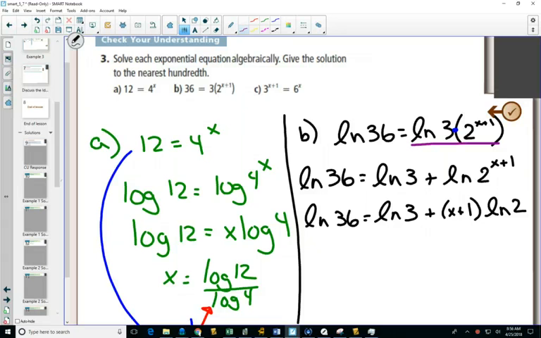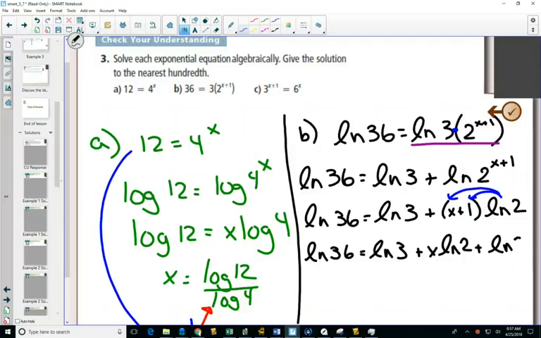Is natural log of 2 a number? If you type it into your calculator, will you get a number? Can I solve that with mental math? E to what exponent would be 2? Just a little bit less than 1. So this is a number, and because it's a number, I can distribute. So I'll have natural log of 36 equals natural log of 3 plus x natural log of 2 plus natural log of 2. Whew.